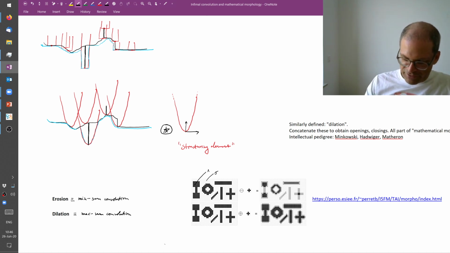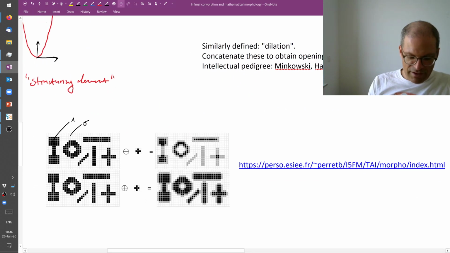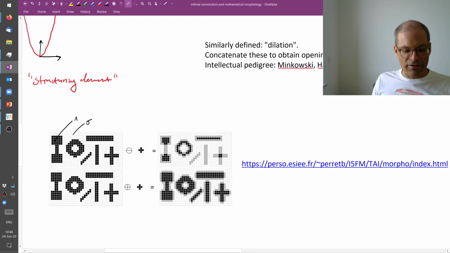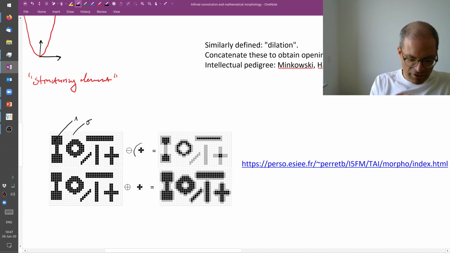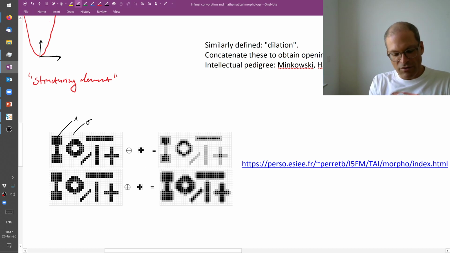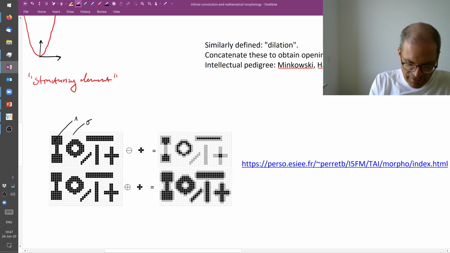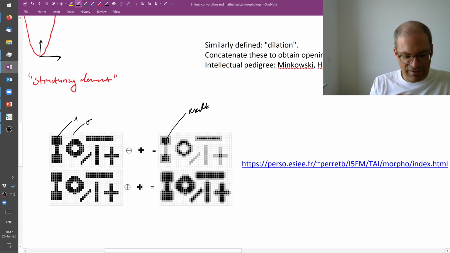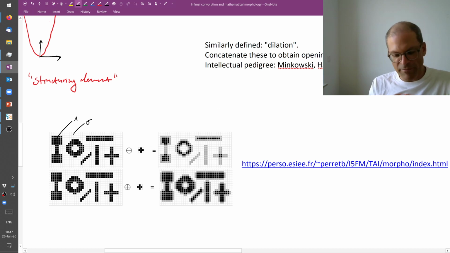Here are beautiful pictures from Benjamin Perret. He now applies this to a binary set where the black pixels have a value of 1 and the white pixels have a value of 0. And then you can erode this using, for example, this structuring element. And the result is that only the black pixels survive. So the black pixels are the result, and the gray pixels here are only meant to show the relation to the original picture.